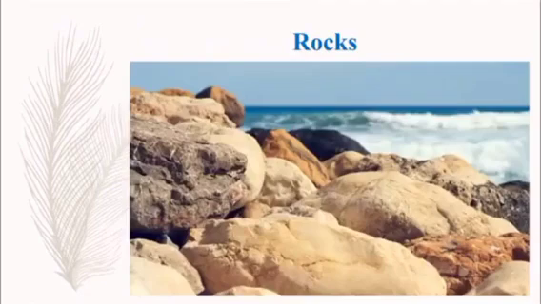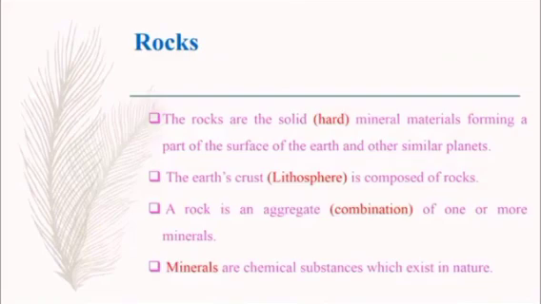Now, we are going to learn about rocks. The rocks are the solid mineral materials forming a part of the surface of the earth and other similar planets. Here, solid means hard. So, the rocks are the hard mineral materials forming a part of the surface of the earth and other similar planets. The earth's crust is composed of rocks.